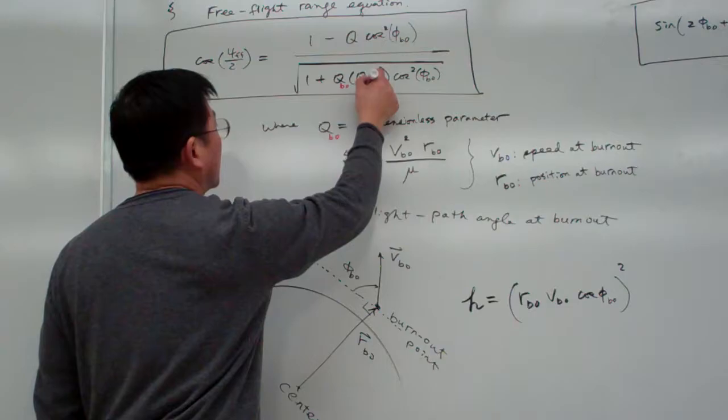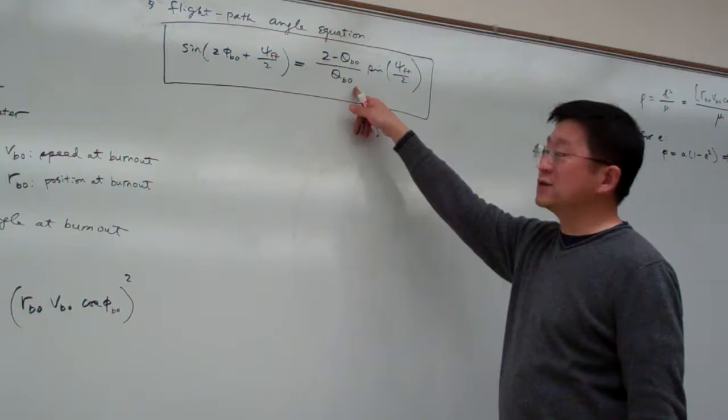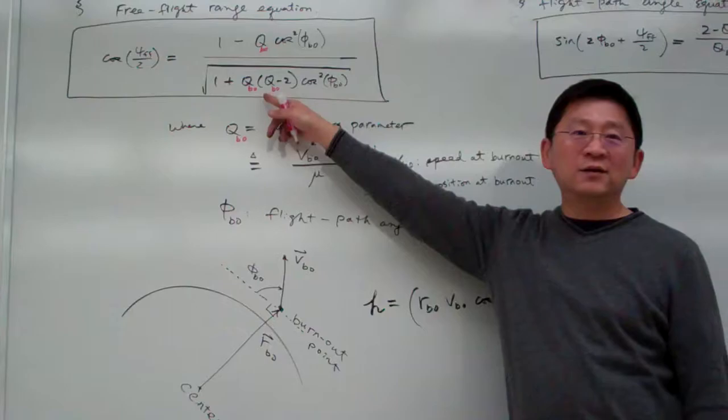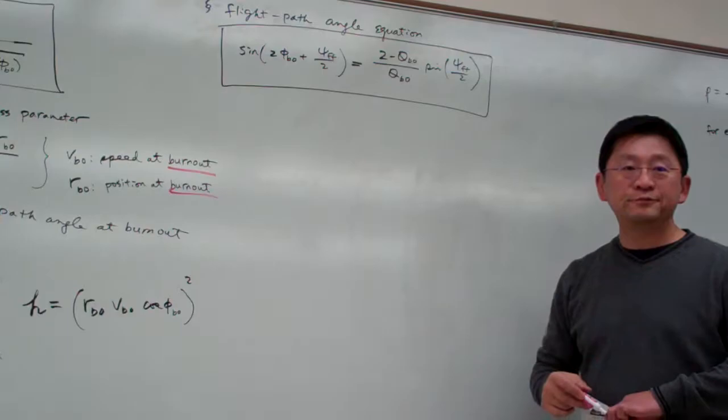But for some reasons, sometimes I would forget, you know that is for BO. Okay, and in our textbook, in this equation, it's showing it has a BO. But in this equation, it didn't have the BO there. But I want to let you know that is meaning for the information we calculated at the burnout here. So basically the two have the same meaning.